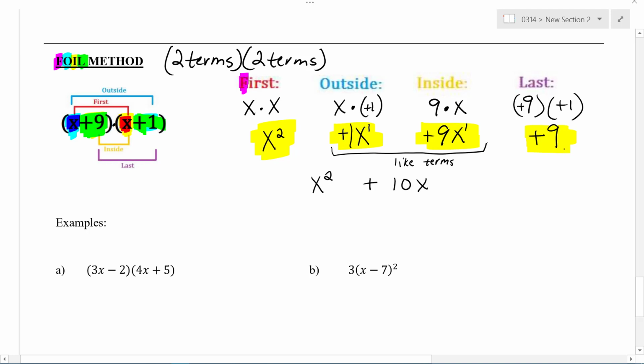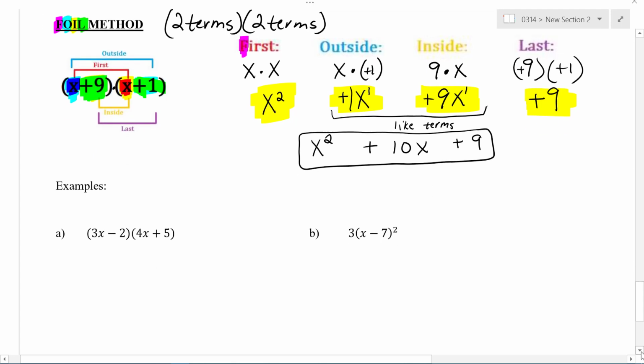Okay, so the last term that I see is a positive 9. That has no variables attached to it at all, so that is not a like term to any of the others. The only thing that this can be combined with is another term that has no variables at all. So there's nothing I can do with that, so it just comes on down to be part of my final answer. So our final answer is x squared plus 10x plus 9. So our final answer is just those three terms.